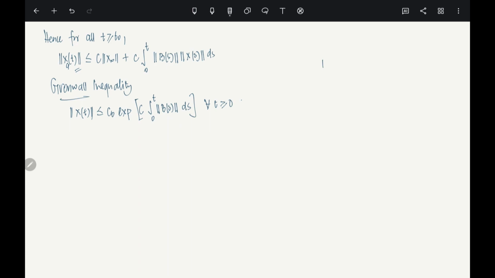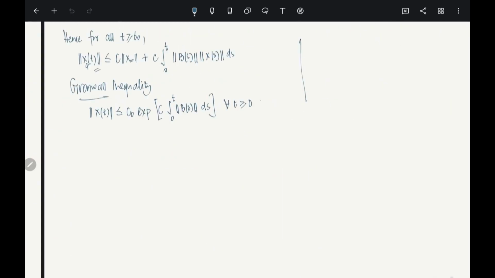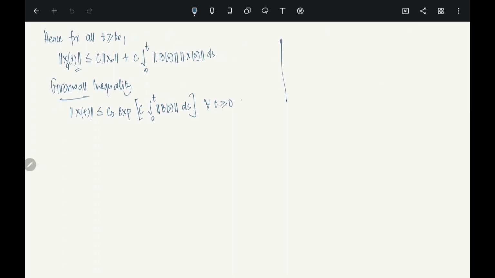Please remember this. One thing I need to clarify: I am not saying that this is the bound. I am saying that if you fix any solution, it is always bounded by this particular term. So it doesn't really matter what solution you get. You can take any x naught and you get another solution, right? But that solution will again be bounded by this. That's what I am trying to say. Is this clear?